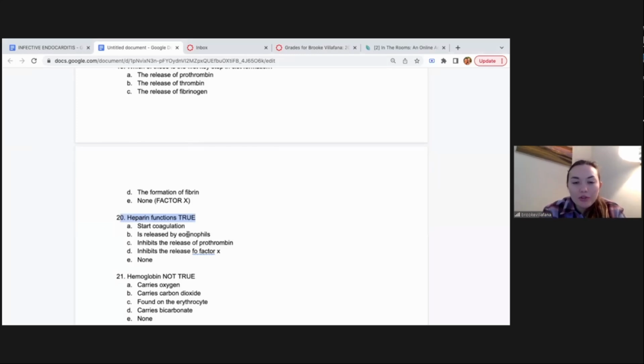Heparin functions, which of these is true about heparin? Good. So we all kind of went over that together, right? Someone said heparin thins the blood. I think that that's really helpful. Just think heparin stops clots. So inhibits the release of factor X would be correct.